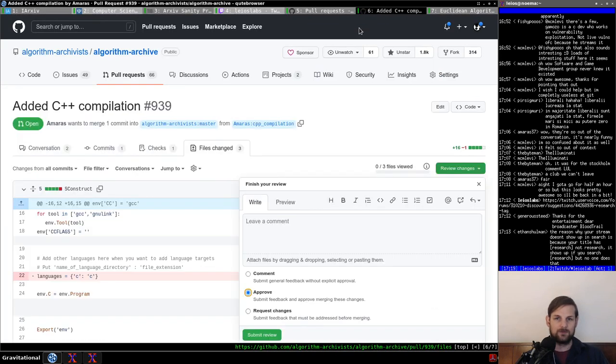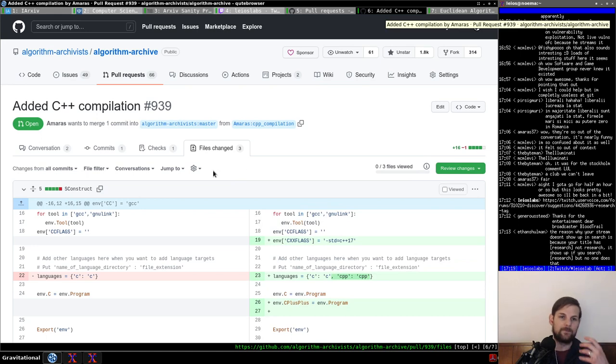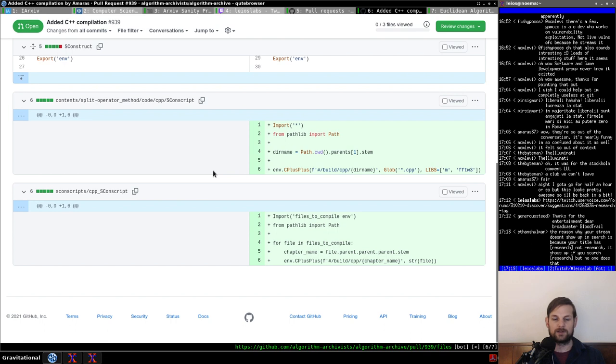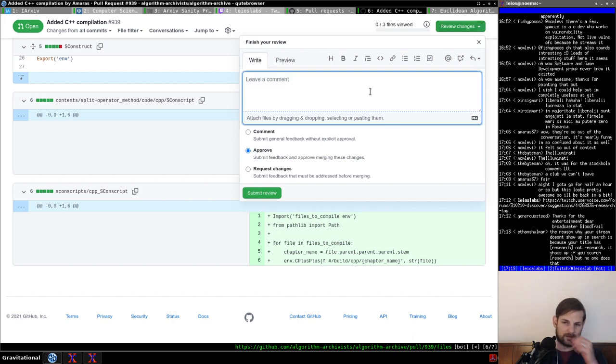Okay, so we're going to go to the pull request here. What is this pull request? This is an update to the C++ compilation instructions, specifically using SCons, so that people can better build C++. So I'm going to say I approve of this, and what I want to say is that we should probably create a separate issue for all of the errors, but I think we already have that.